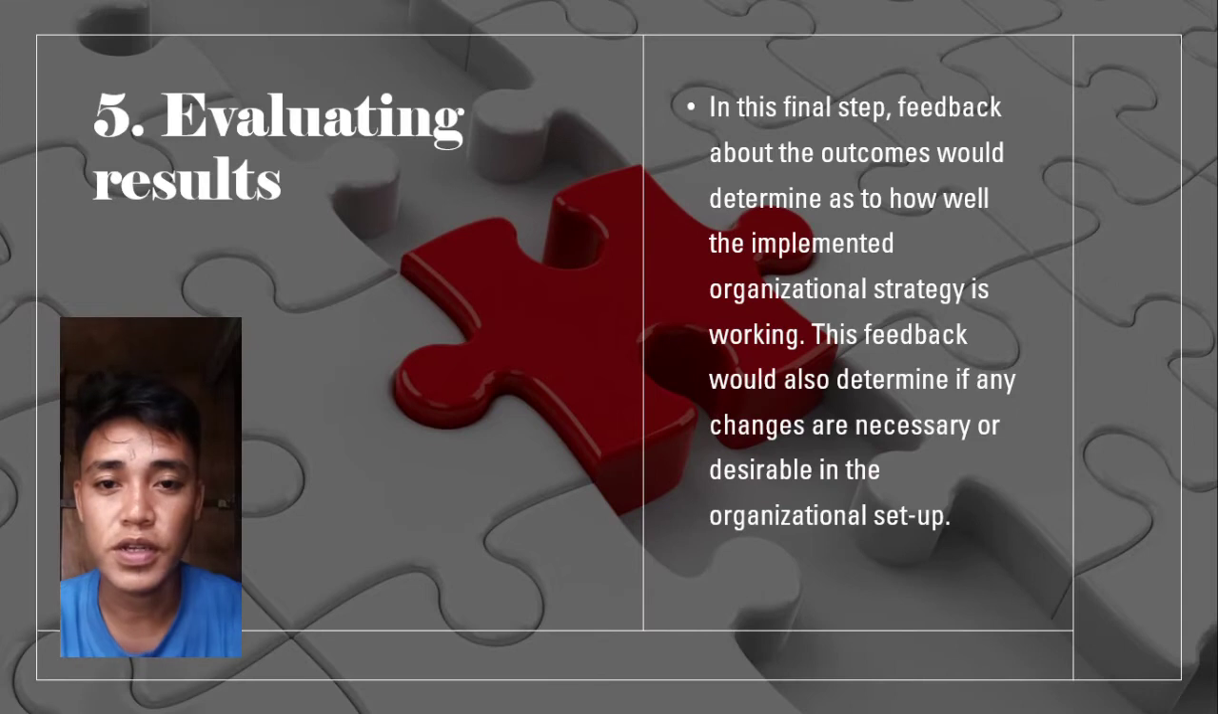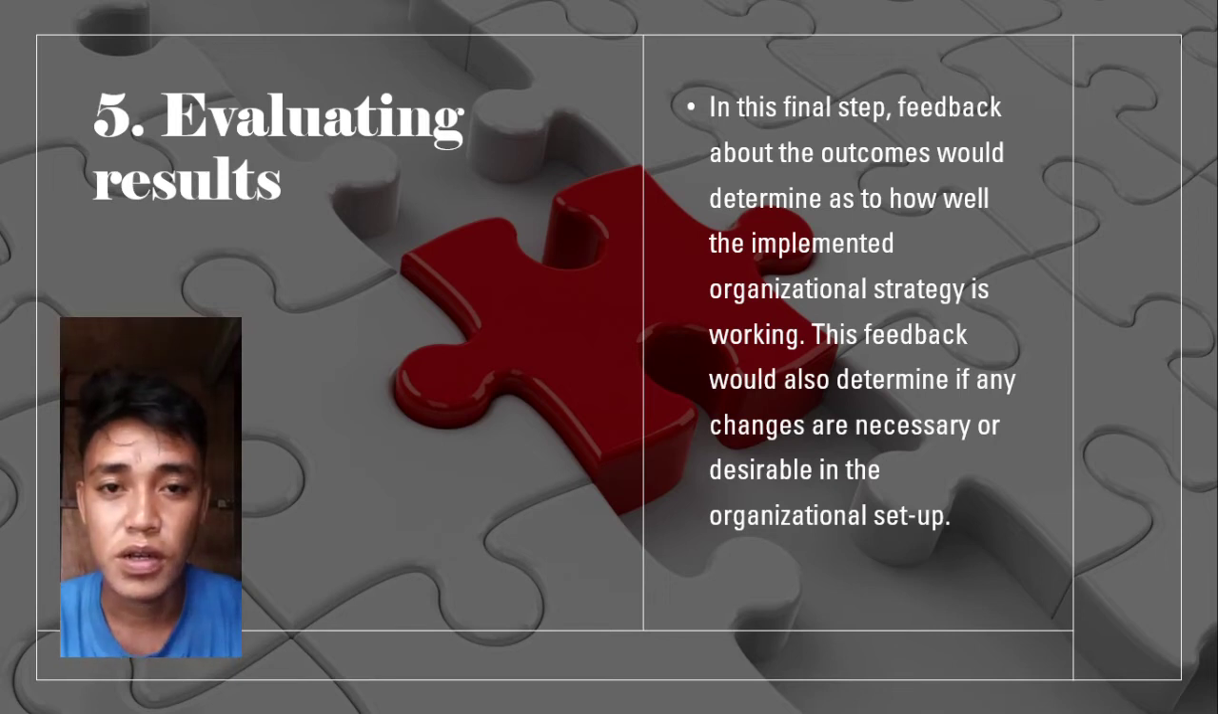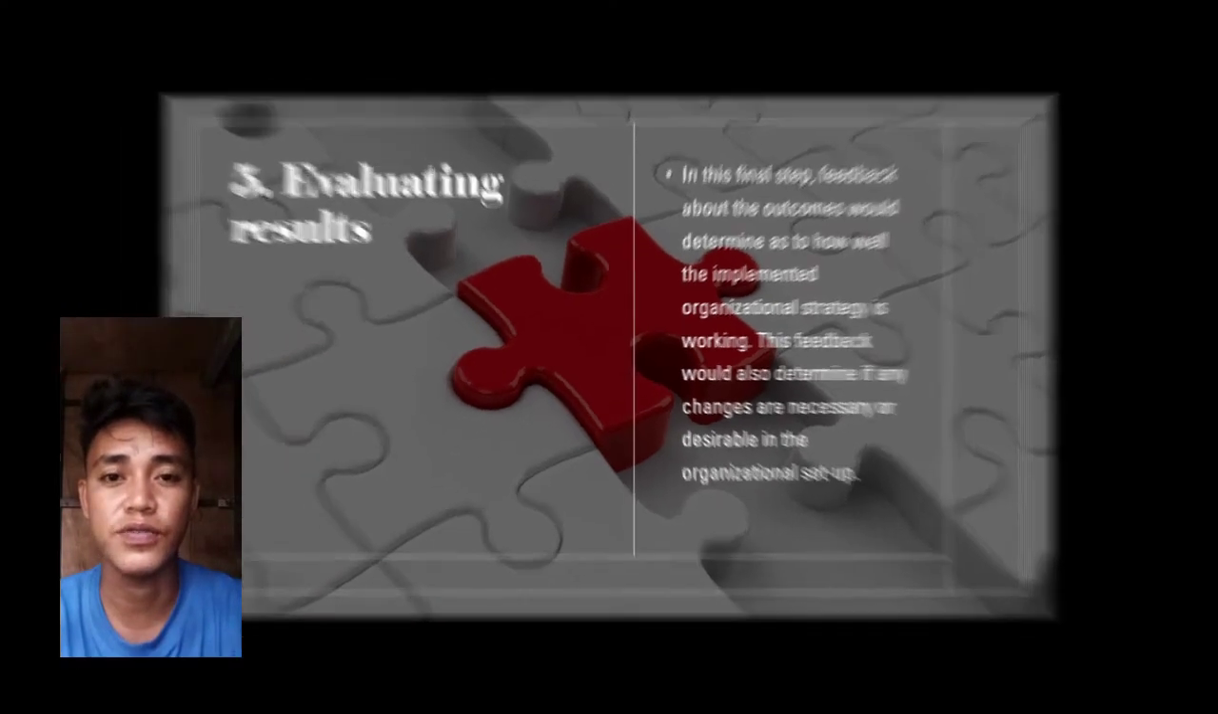The last is evaluating results. In this final step, feedback about the outcomes would be used to determine how well the implemented organizational strategy is working. This feedback would also determine if any changes are necessary or desirable in the organizational setup. For example, in the case of the restaurant, complaints and suggestions from customers would assist the manager in making any necessary changes in the preparation of food, internal decor of the restaurant, or efficiency in service.